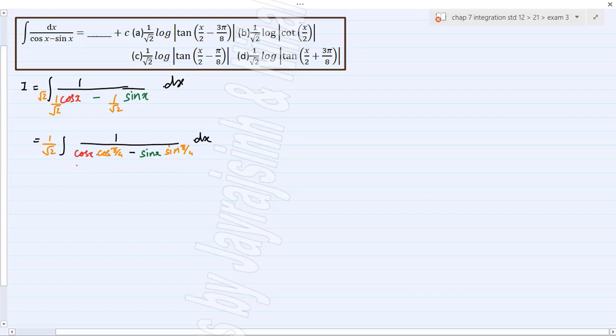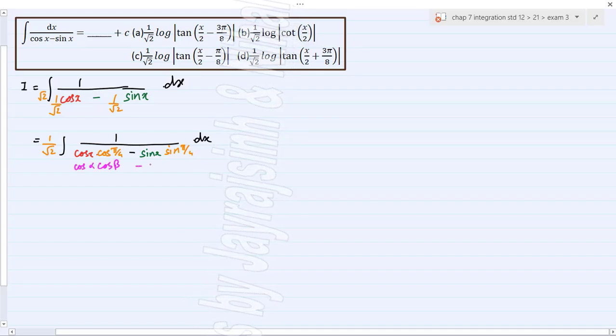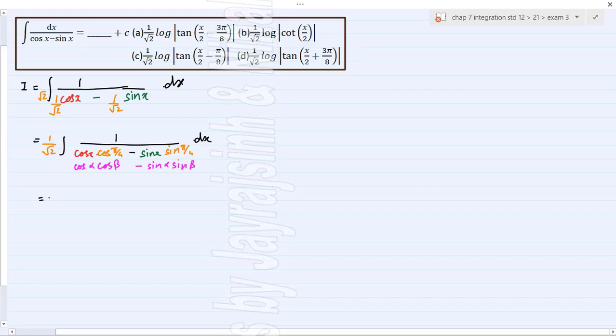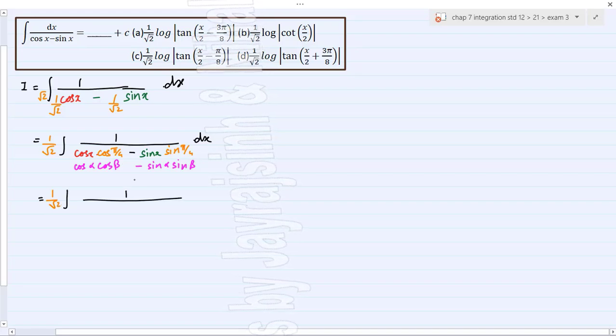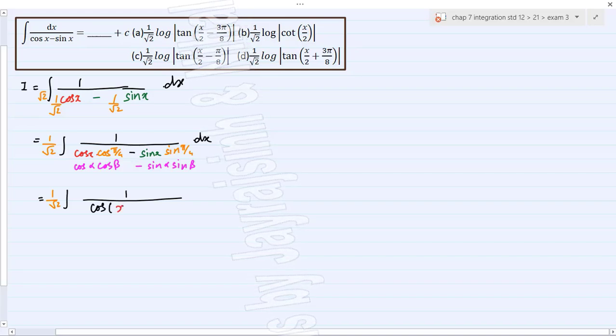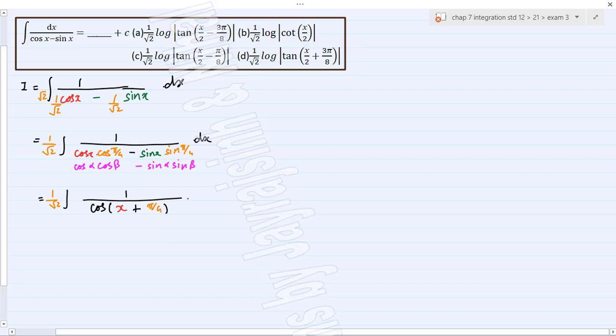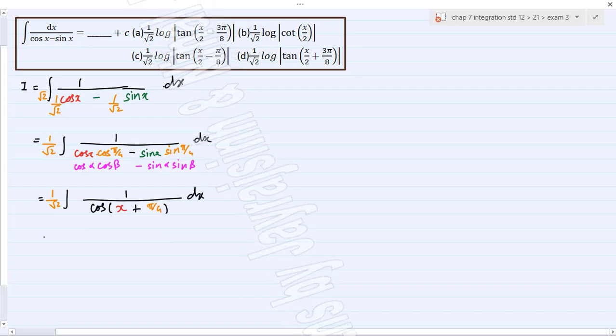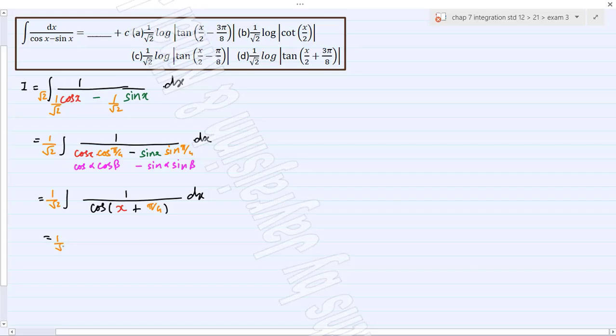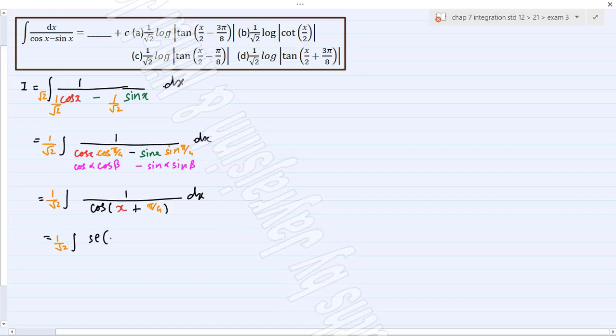So here we get cos alpha cos beta minus sin alpha sin beta, which can be easily simplified as cos(alpha plus beta). So in the denominator we will get cos(x plus pi by 4) dx, or we can say we just have to integrate sec(x plus pi by 4).